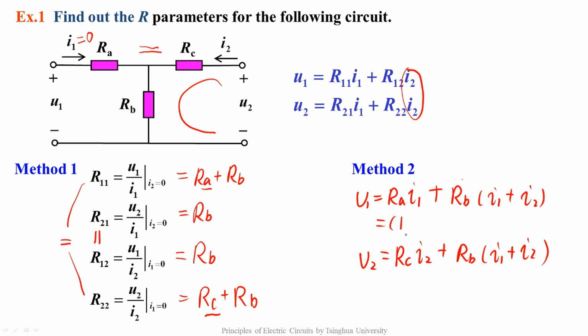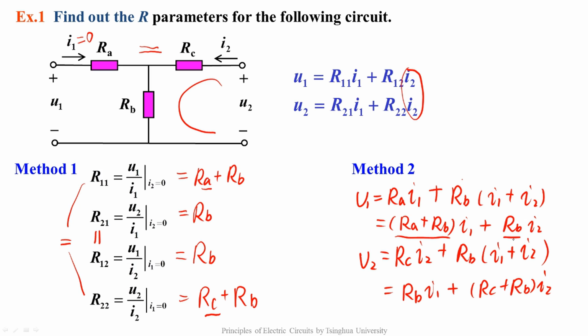Rearrange these two equations, pick out the coefficients of I1 and I2. U1 equals (RA plus RB) times I1 plus RB times I2. And U2 equals RB times I1 plus (RB plus RC) times I2. Compare the coefficients. The result of this method is the same as that of method 1. It satisfies the condition of the reciprocal two-port as well.